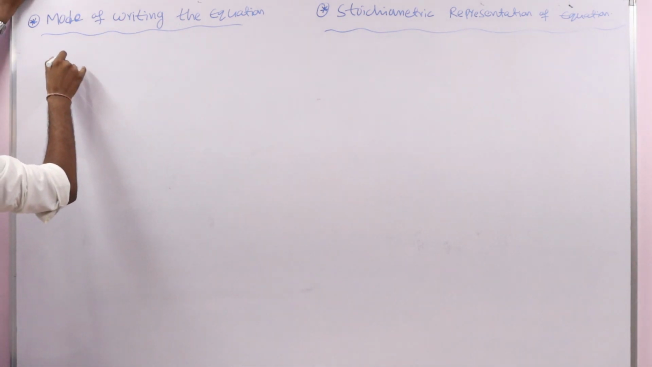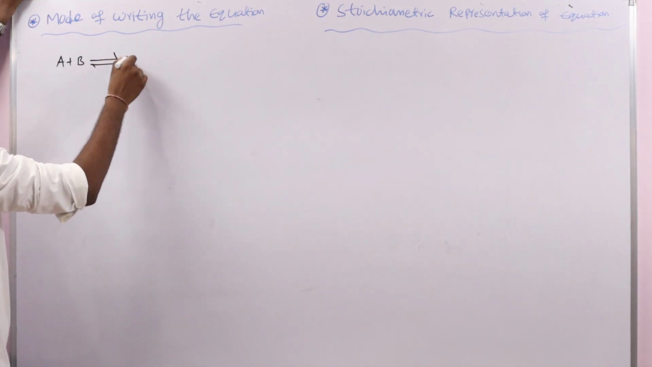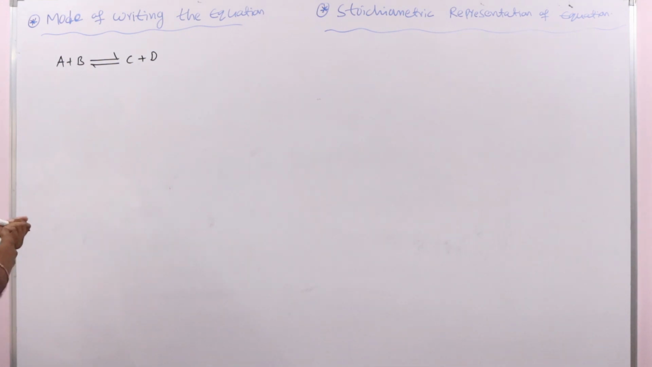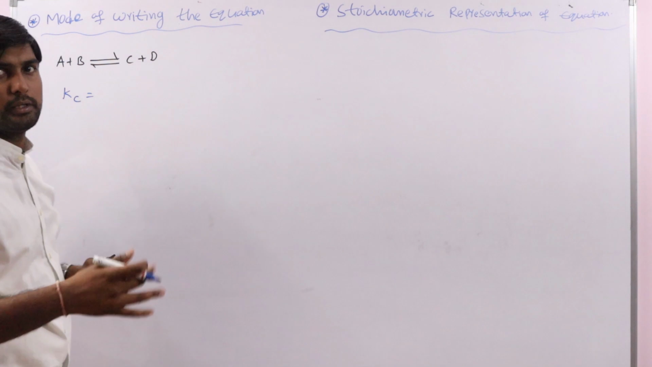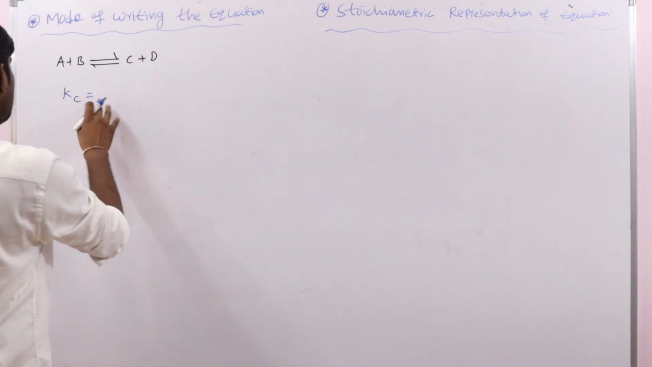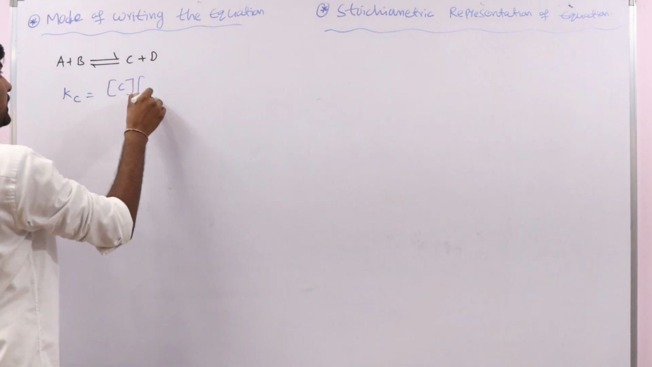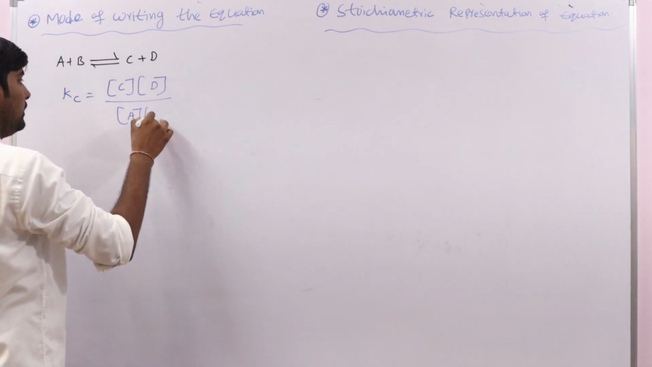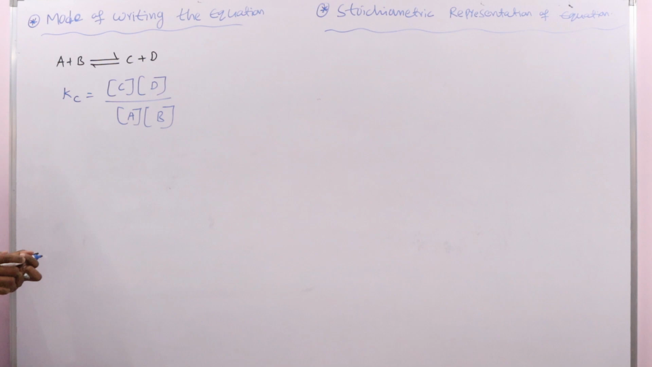Suppose we have a reaction in which A plus B react to form C plus D. For this one, what is the equilibrium constant? In terms of molar concentrations, Kc equals concentration of C into concentration of D by concentration of A into concentration of B. So this is the equilibrium constant expression for this reaction.